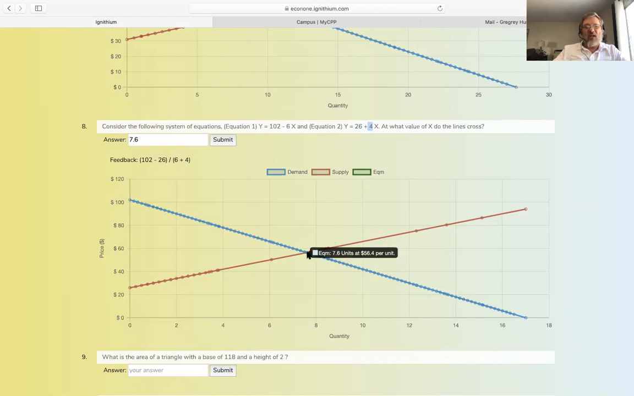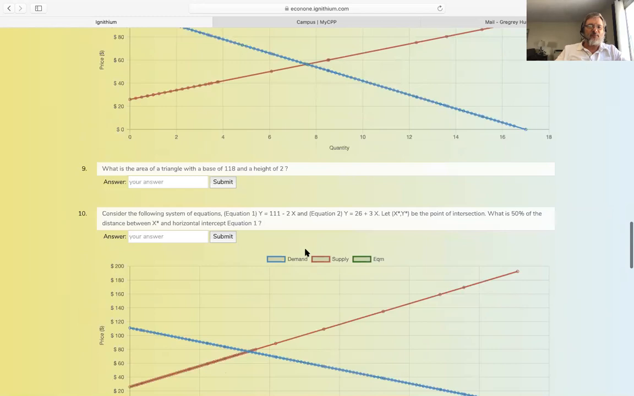You pick out the green dot. You say, oh, on the x dimension we've got quantity. The y dimension we've got price. They're asking for the x value, and it's 7.6. You get the right answer. Move on to the next question.